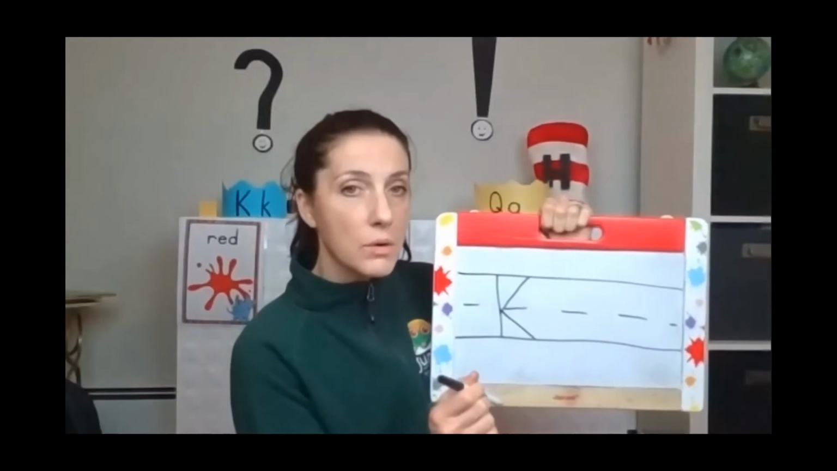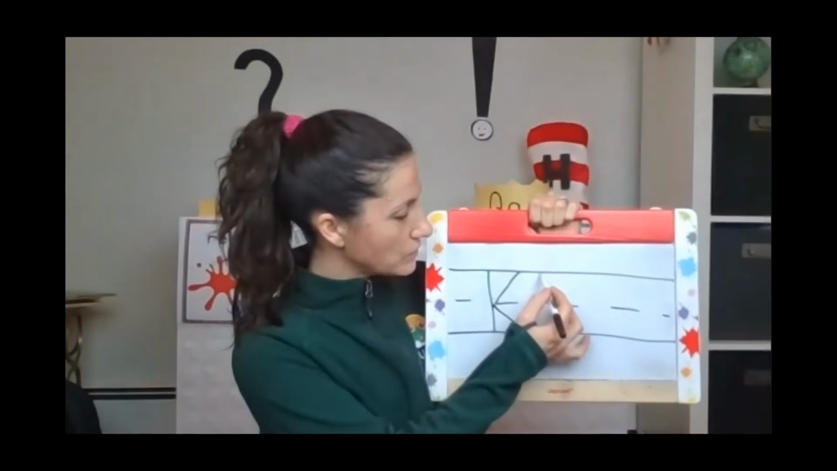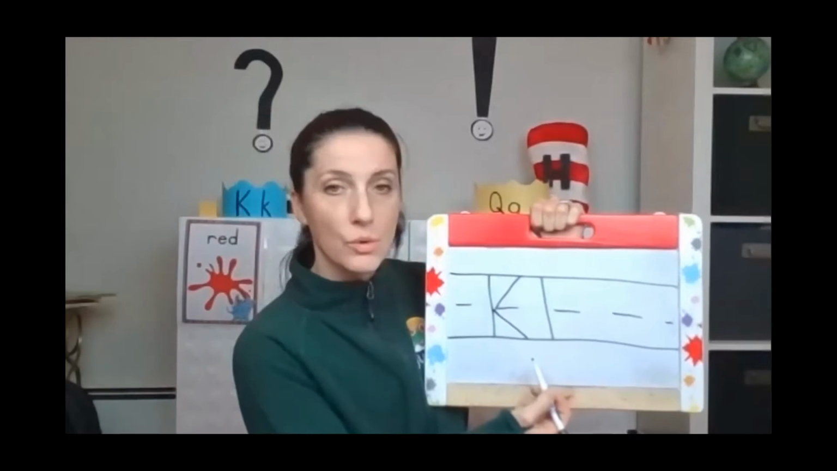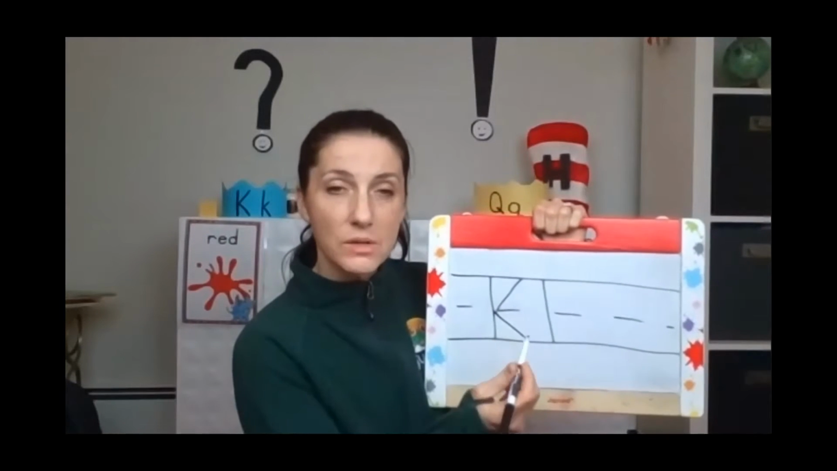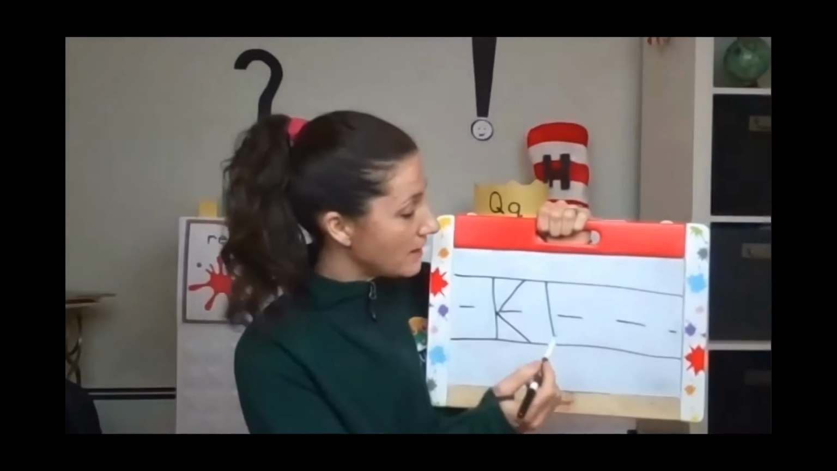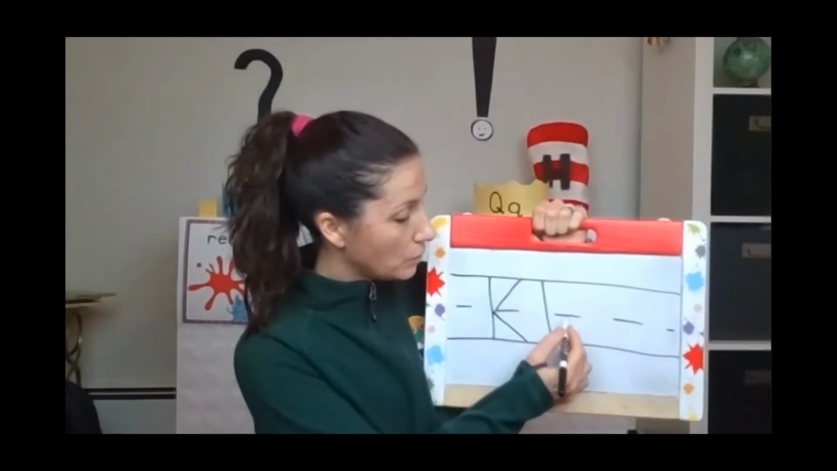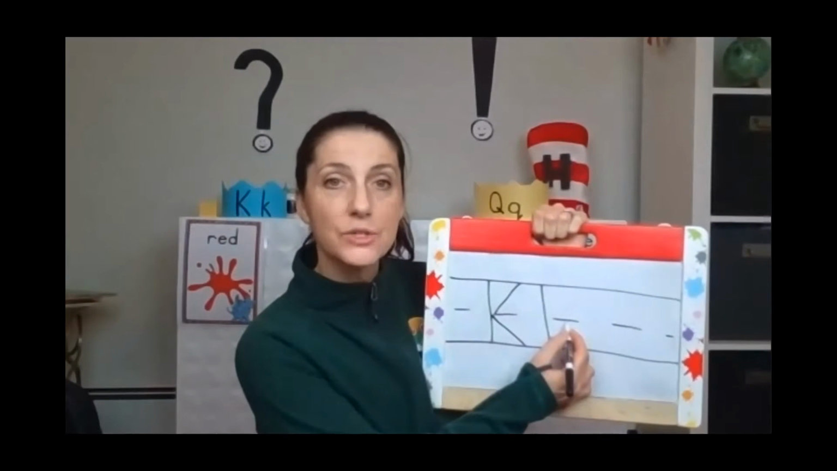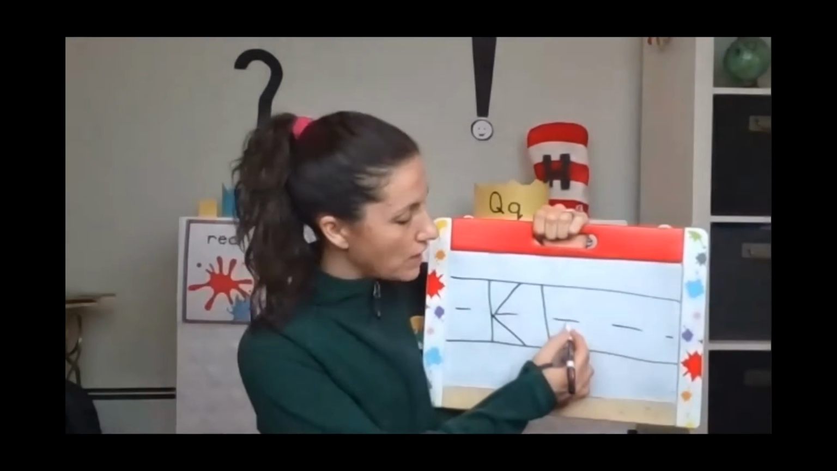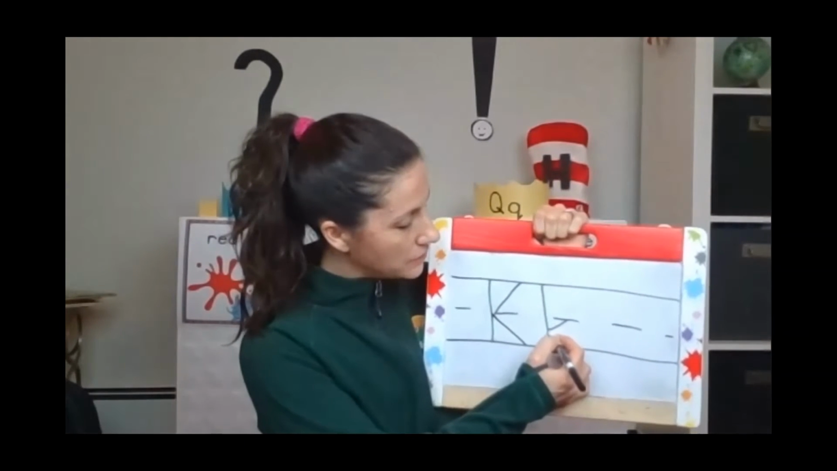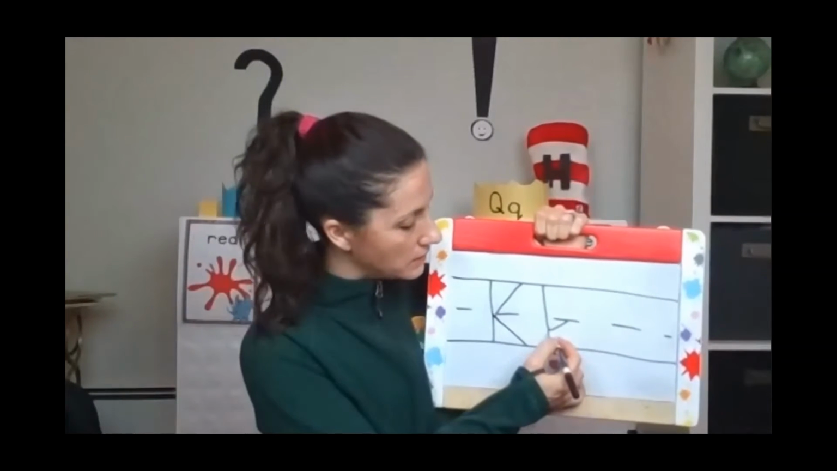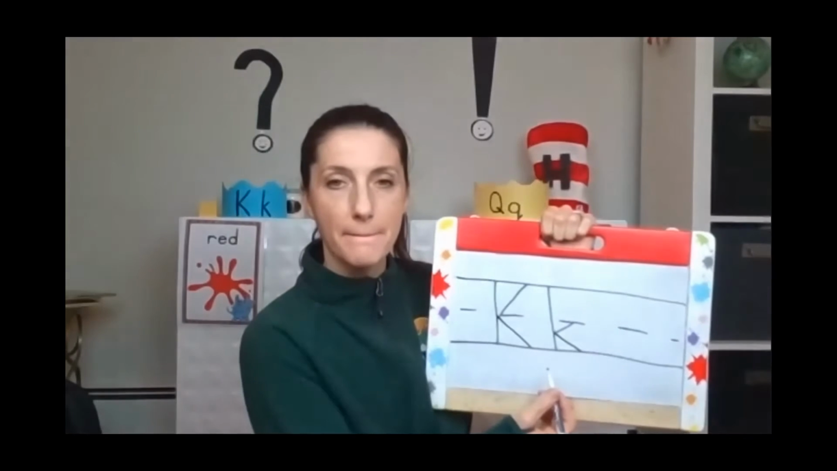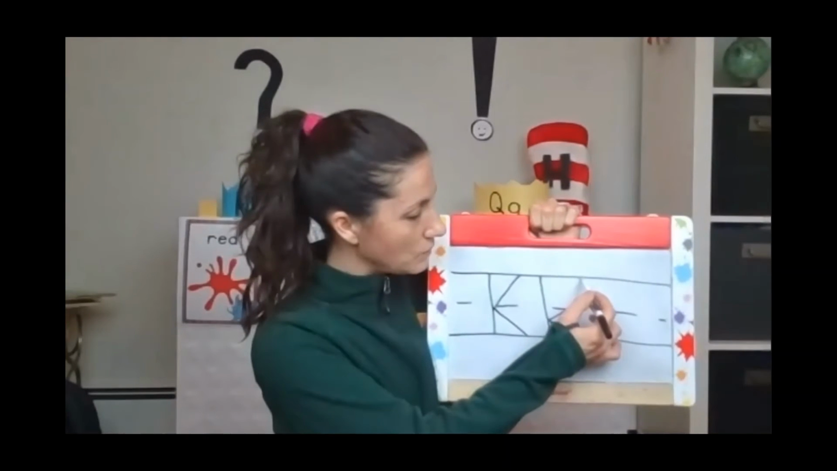Now, when we do the lowercase K, we're going to do the same first step. We're going to draw a straight line from the top to the bottom. And we take our pencil off. But this time, instead of going to the top line, we're going to put our pencil on the dotted line in the middle and do the same thing. We draw a diagonal line to meet the long line, the vertical line, and then another diagonal line to touch the bottom, okay? So let's do that one more time.